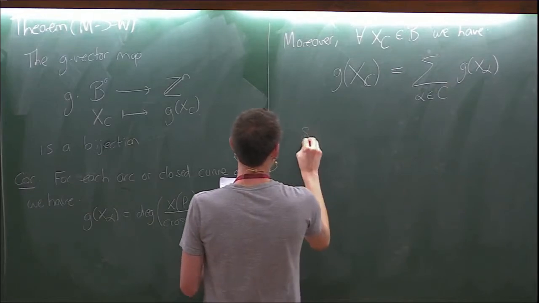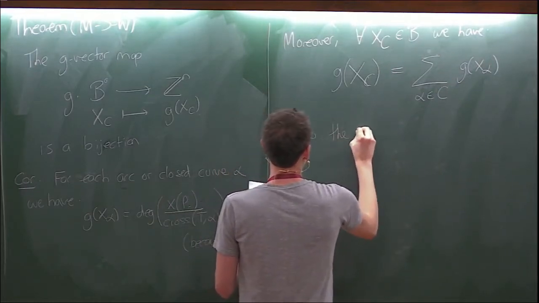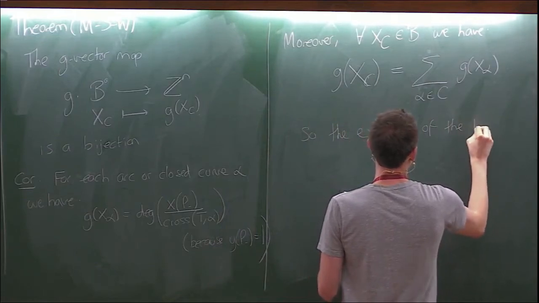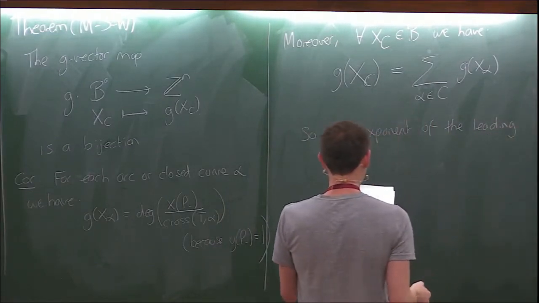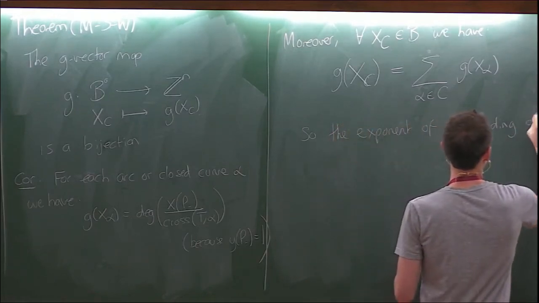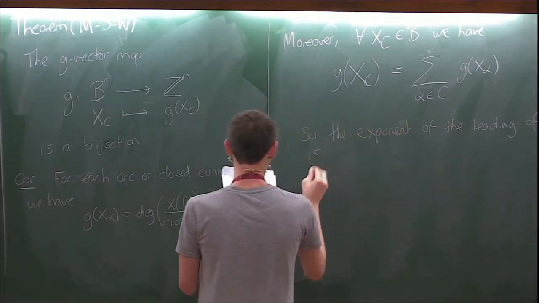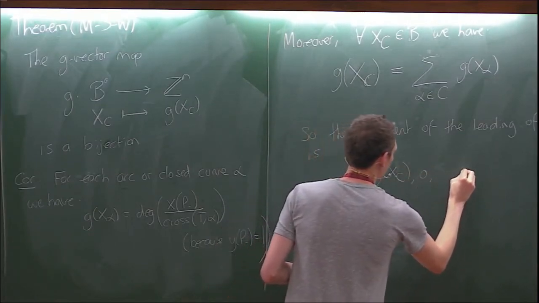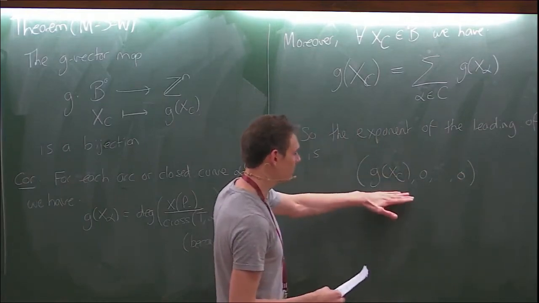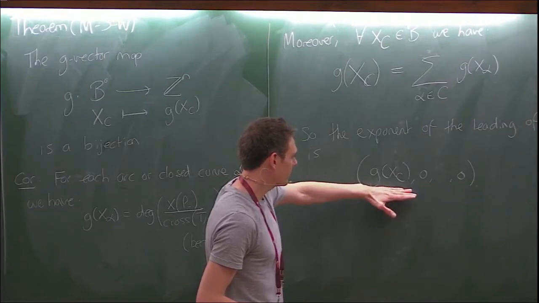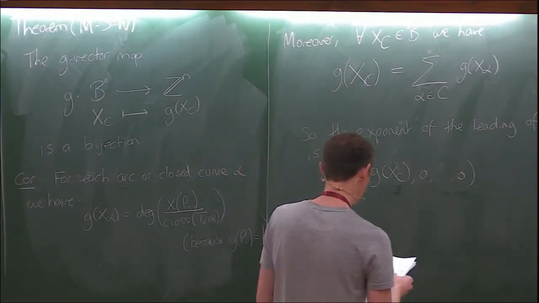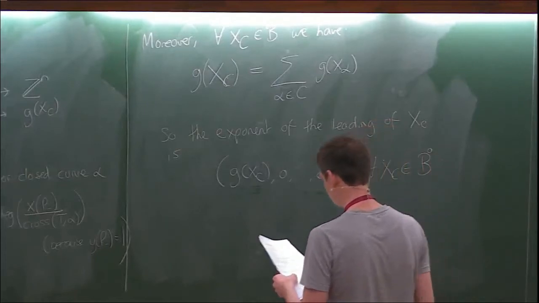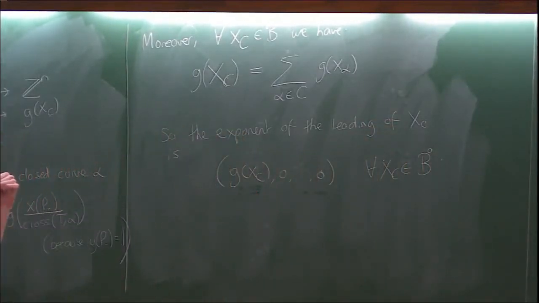Okay. And so what do we realize here? Well, the exponent of the leading term can be written explicitly in terms of this G-vector, which is obviously the G-vector followed by n zeros. So the first n part of the vector is the G-vector, and the remaining n are zeros. And this is true for any element in our basis. And therefore, the G-vector will give us the uniqueness that we wanted.